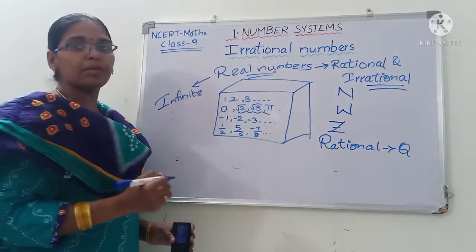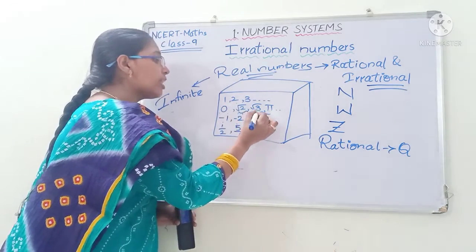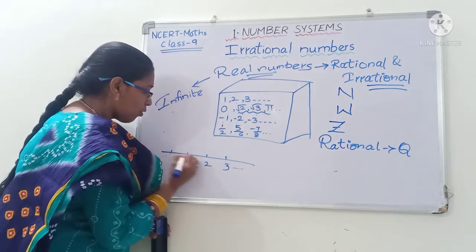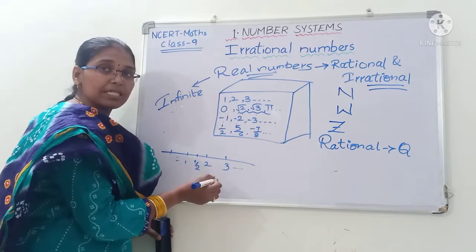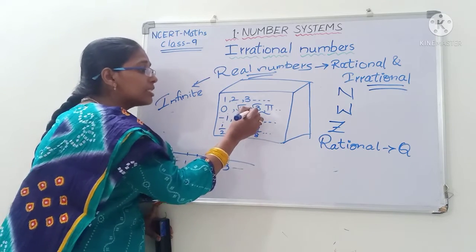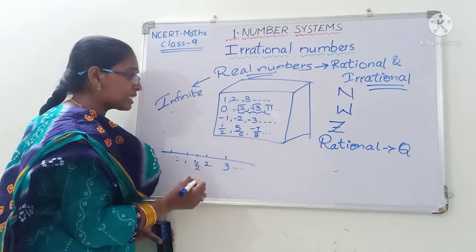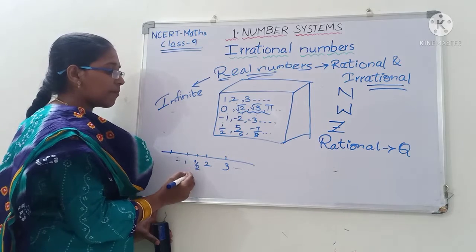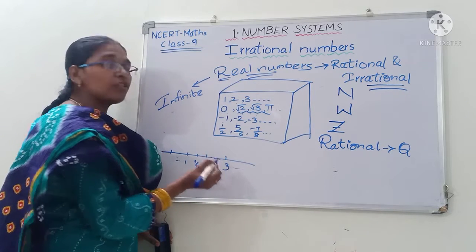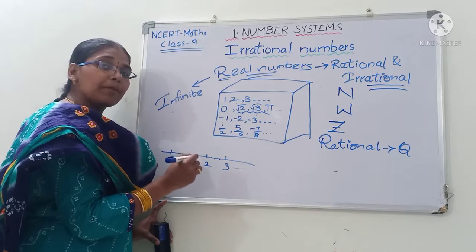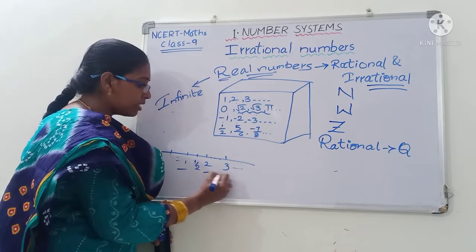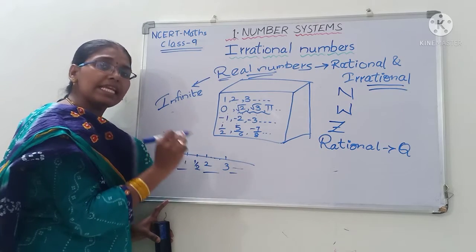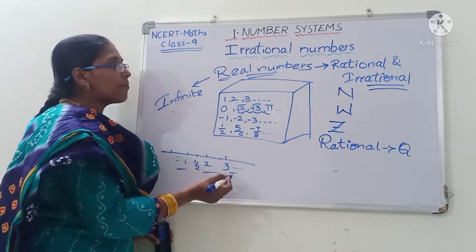Children, all these numbers, each rational number, that means not only 1, 2, 3, half, 1 by 2, can be represented on the number line, children. Irrational numbers also can be represented on the number line. So all the real numbers can be represented on the number line, and each and every point on the number line is a real number, children. All the numbers on the number line are real numbers, and any real number can be represented on the number line.